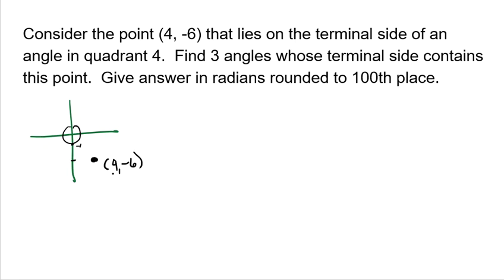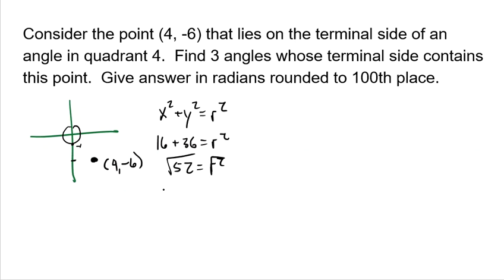Don't fret. Don't worry too much. I'm just going to have to find my r value. Because remember, x squared plus y squared equals r squared. So let's go ahead and find that r value real quick here. So x squared is 16, y squared is 36, equals r squared. 16 plus 36 is 52. 52 equals r squared. Take the square root of each side.